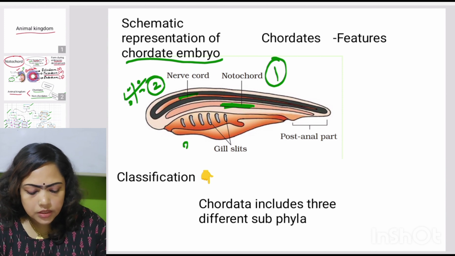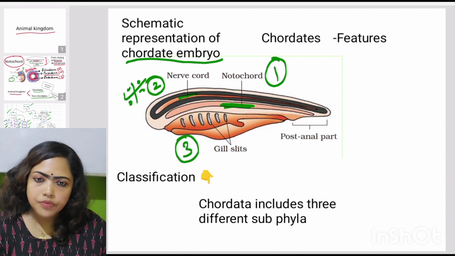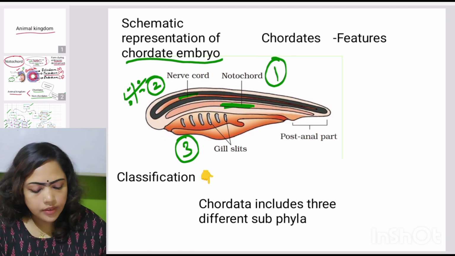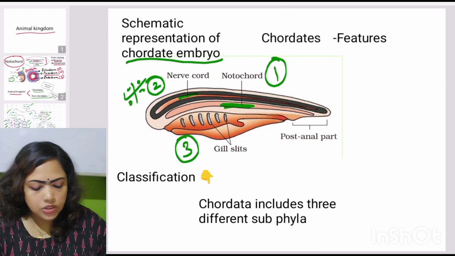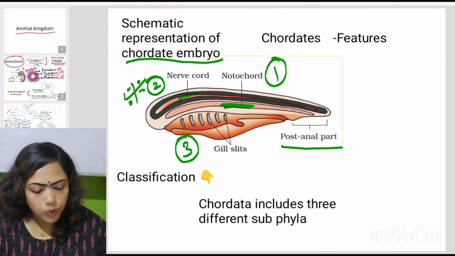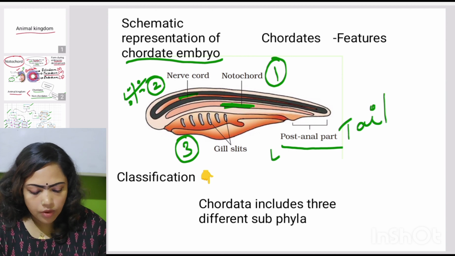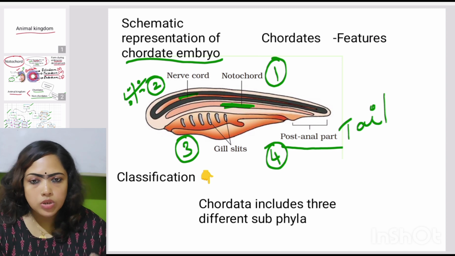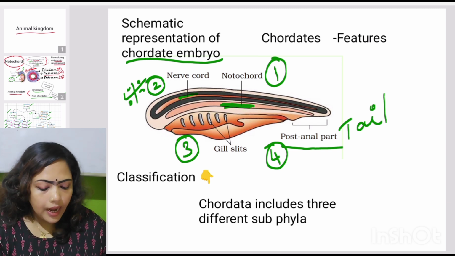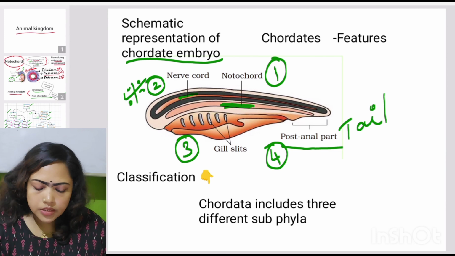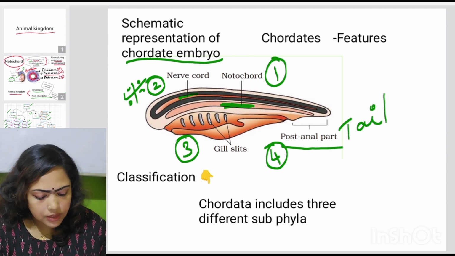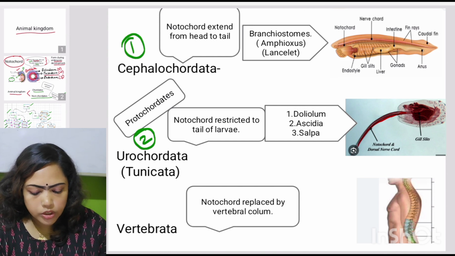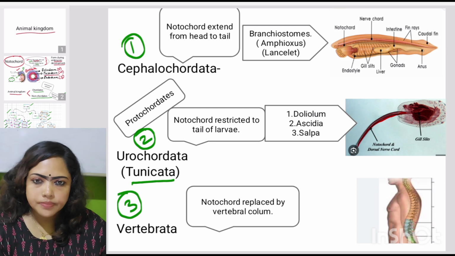The third feature is the presence of pharyngeal gill slits. These are openings in the pharynx which open to the gills. The function is gas exchange. Then the part posterior to the anus is called the post-anal tail. So these are the four different features of chordates: the notochord, the nerve cord above the notochord, pharyngeal gill slits, and the post-anal tail. Then Chordata includes three different subphyla: Cephalochordata, Urochordata or Tunicata, and Vertebrata.